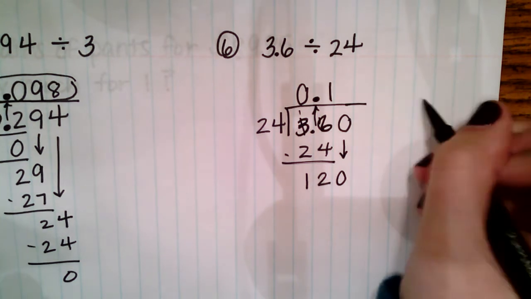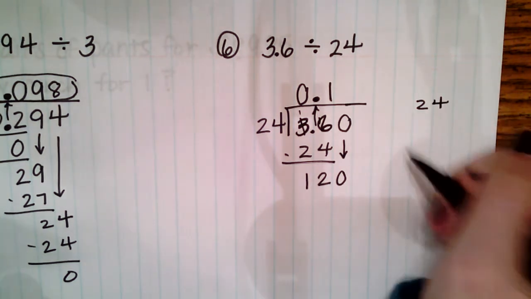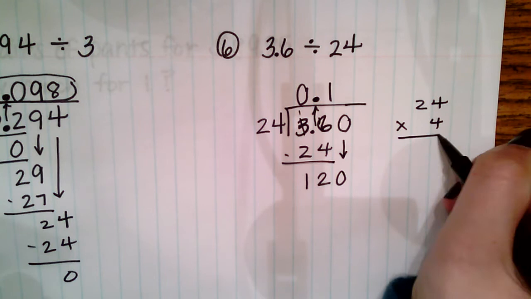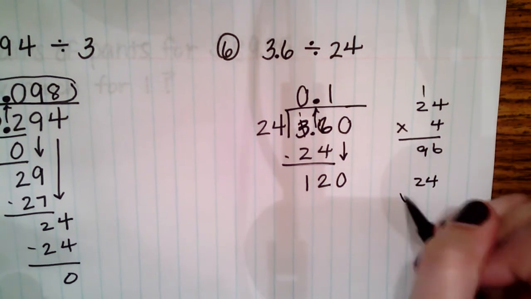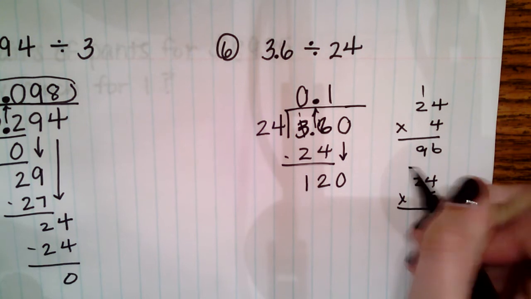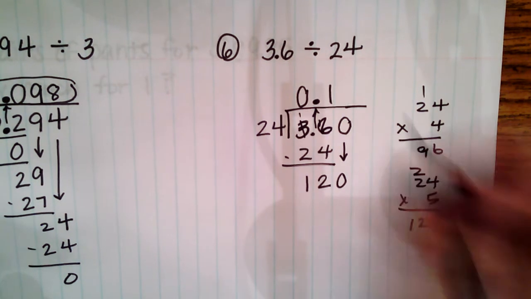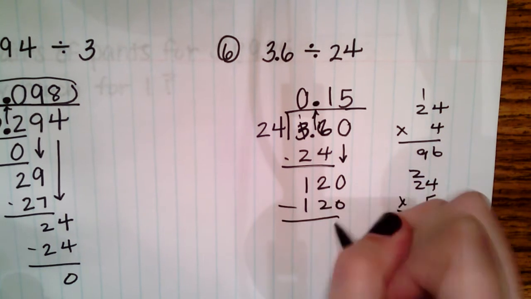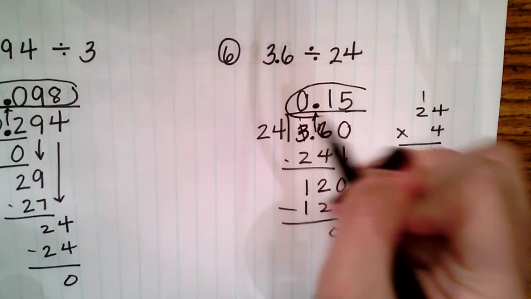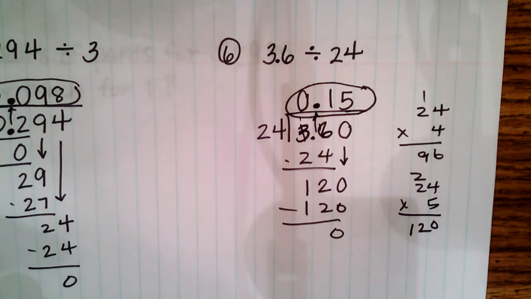120 divided by 24. Well, I think maybe I'll try 4. No. Yes. So 24 times 5 is 120. So the answer is 15 hundredths.